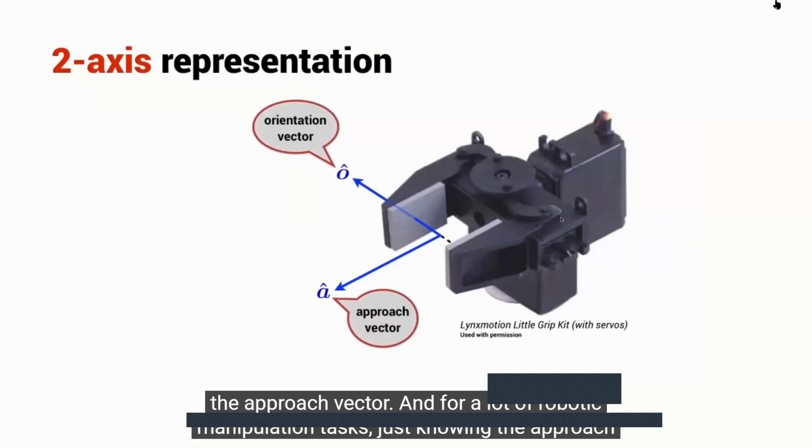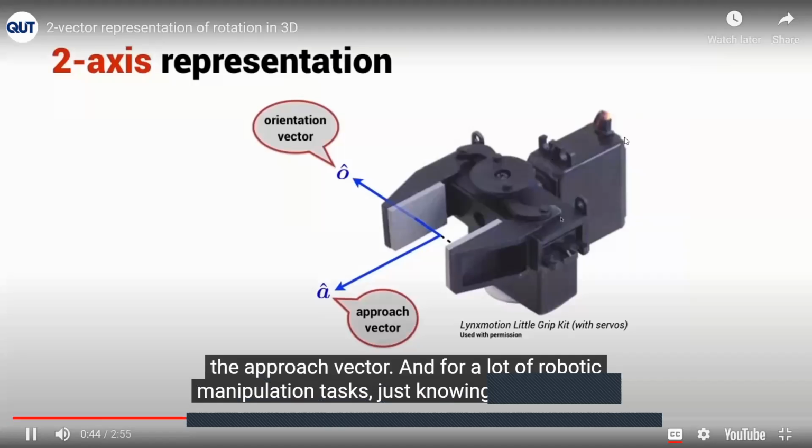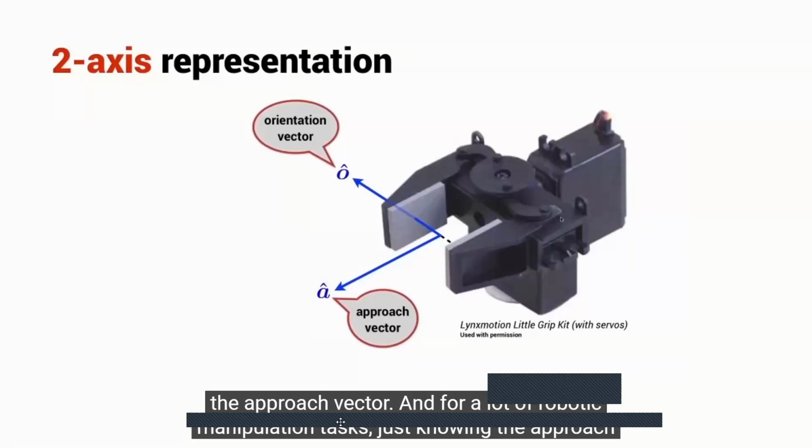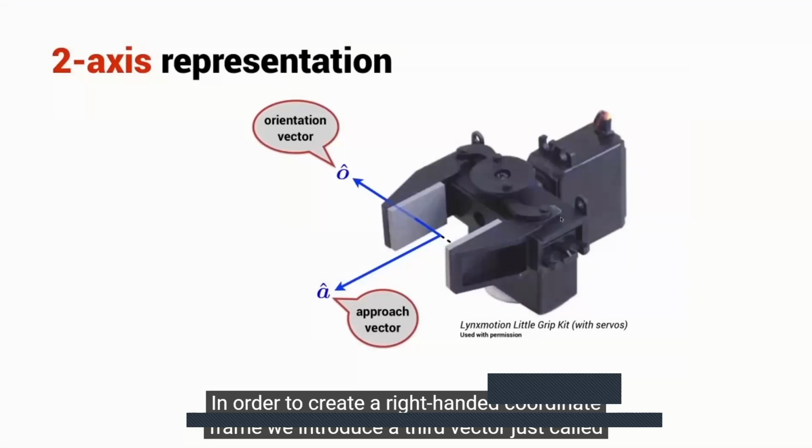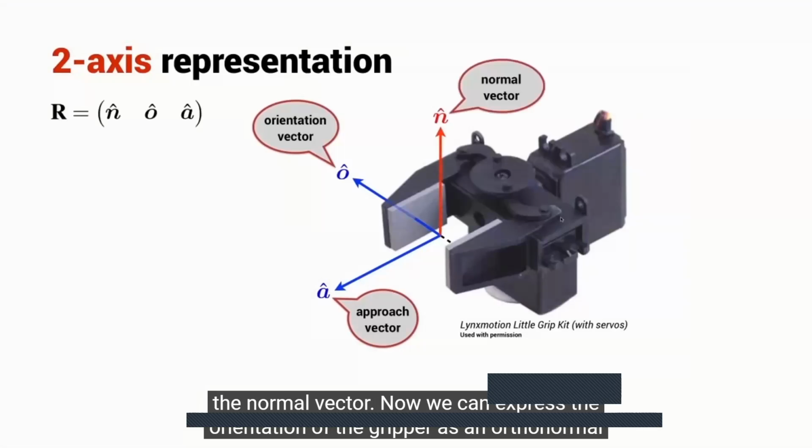And for a lot of robotic manipulation tasks, just knowing the approach vector and the orientation vector is sufficient to be able to describe the orientation of the gripper. In order to create a right-handed coordinate frame, we introduce a third vector, which is called the normal vector. Now we can express the orientation of the gripper as an orthonormal rotation matrix. And we do that by stacking up as columns the n vector, the o vector, and the a vector.